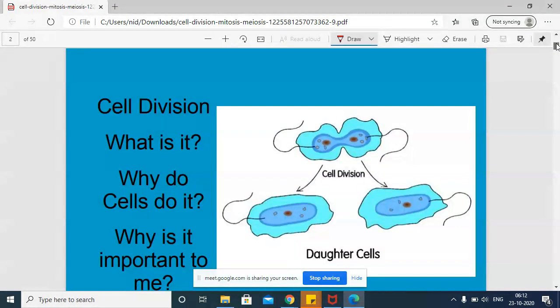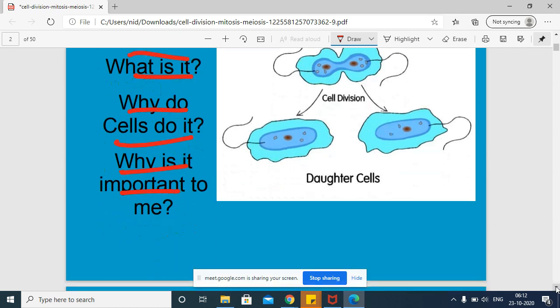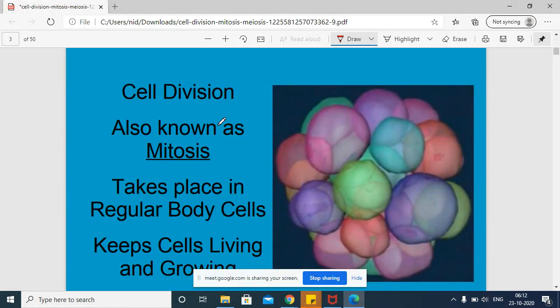First of all, we have cell division. What is it? Why do cells do it? Why is it important for us to understand the concept? So cell division, you can see here, is giving daughter cells. It is also known as mitosis. It takes place in regular body cells and helps to keep the cells living and growing in nature.